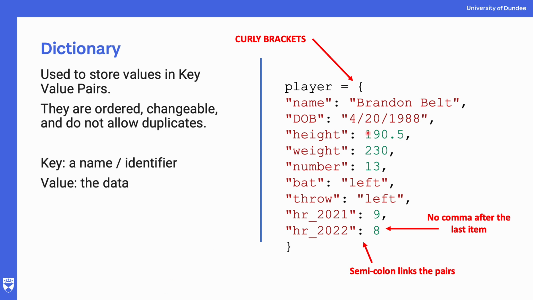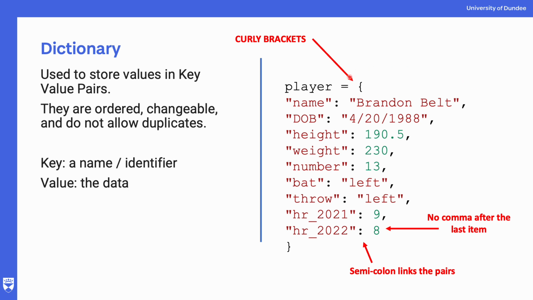So back to our baseball player example, I have a player called Brandon Belt. So my name is my identifier, that's my key. I want to refer to this, label it just as a text, just as a string of characters. That's how I'm going to identify it. And so I'm going to put name. I might have DOB for date of birth, height, weight, etc.